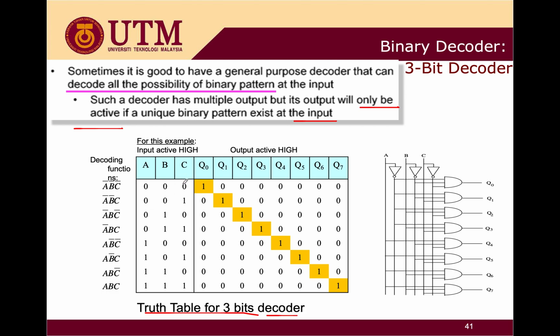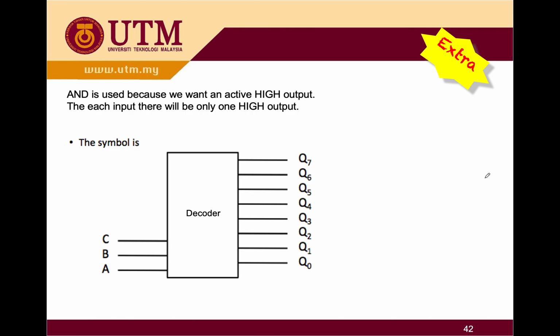Basically you can look at it and compare, and you're going to get the output like this, and that's why you get the SOP function, which you convert into your digital circuit. AND is used because we want an active high output. Check back the previous notes that tell you what gates to use if you want active high or active low. So this is the symbol for your decoder.